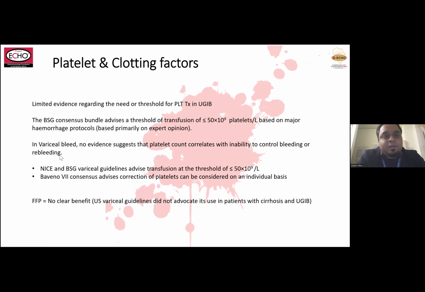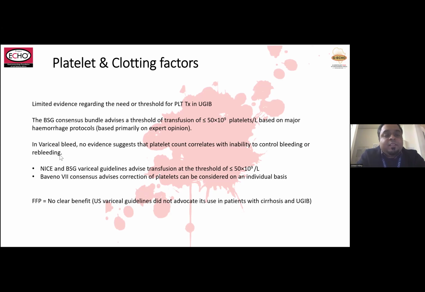And regarding clotting factors, we have limited evidence regarding the need or even the threshold for platelet transfusion in upper GI bleed. The British Society Guideline Consensus advises a threshold of less than 50. And this is based on major hemorrhage protocols. And in variceal bleeding, no evidence suggests that platelet count actually correlates with the ability to control bleeding or rebleeding.